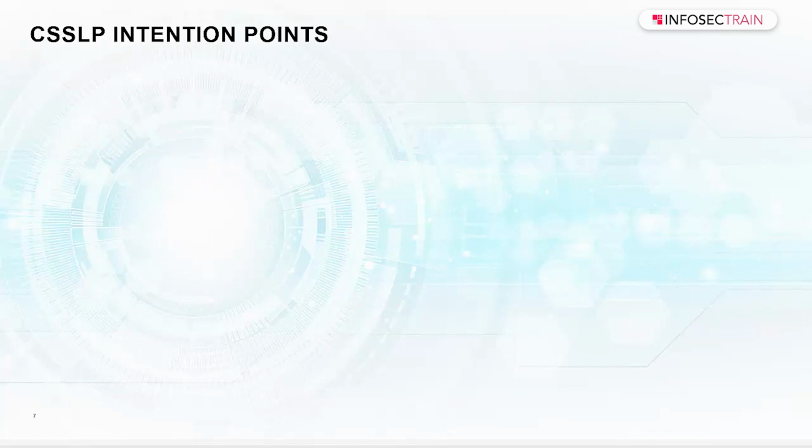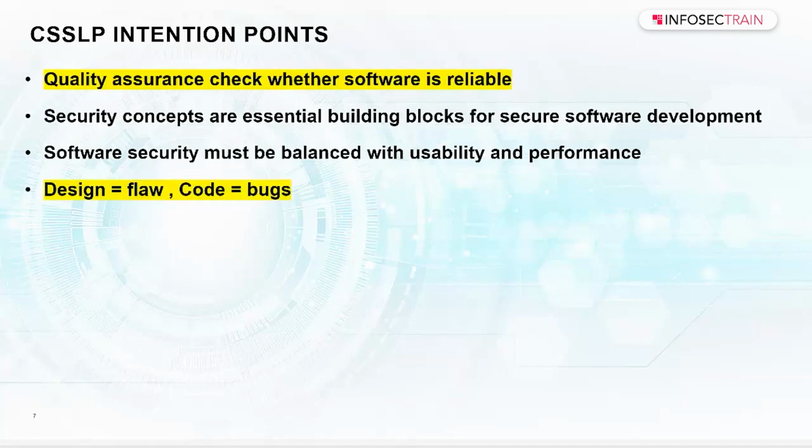So there are some important points in CSSLP you need to focus on. These are the key points in CSSLP, which are also called attention points when you're preparing for this certification. The first part is called the quality assurance check. What is the goal of a quality assurance check? Quality assurance basically checks whether software is reliable. So this can be an exam question: what is the ultimate goal of quality assurance? It is to check whether software is reliable.